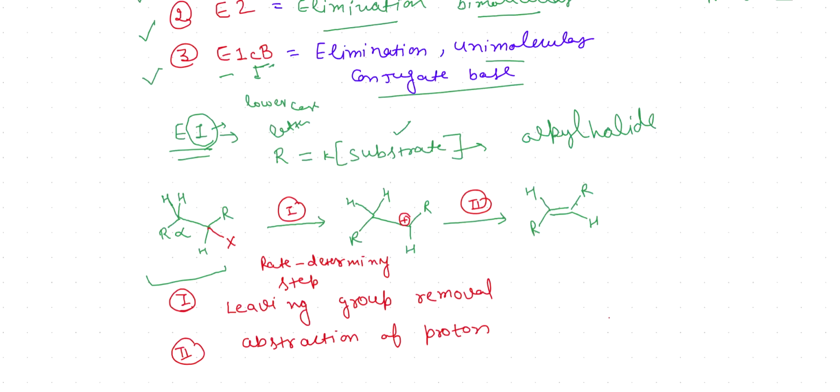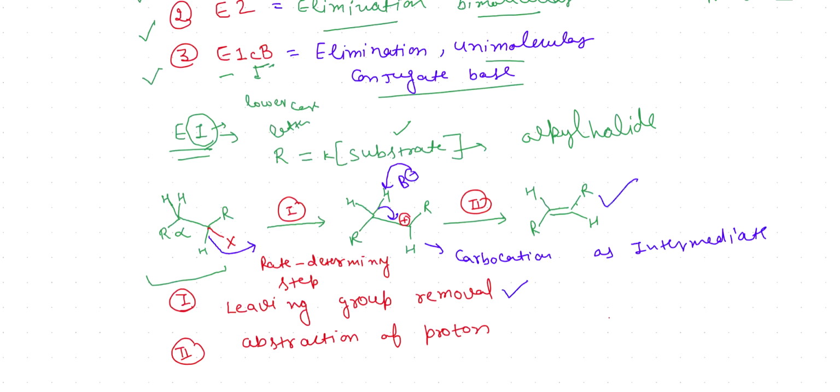So what happens in this mechanism? First of all, the leaving group is removed. It will lead to the formation of a carbocation as an intermediate. In the second step, there is deprotonation by base, meaning a proton is abstracted by a base, and there is formation of a double bond, forming an alkene as a product.